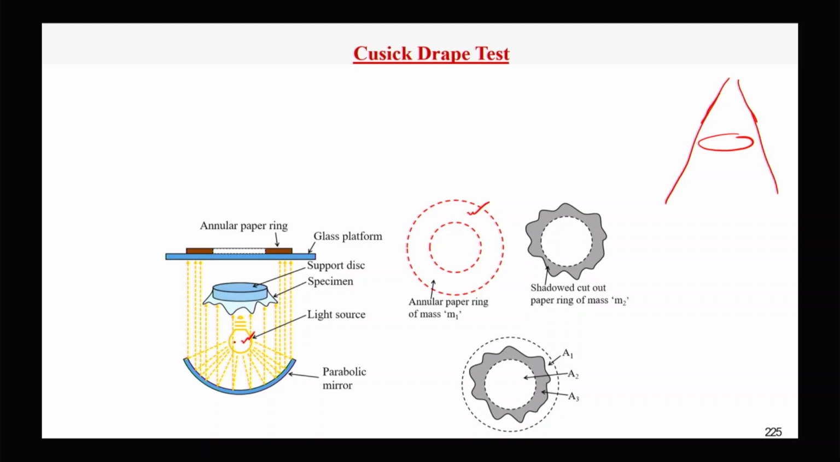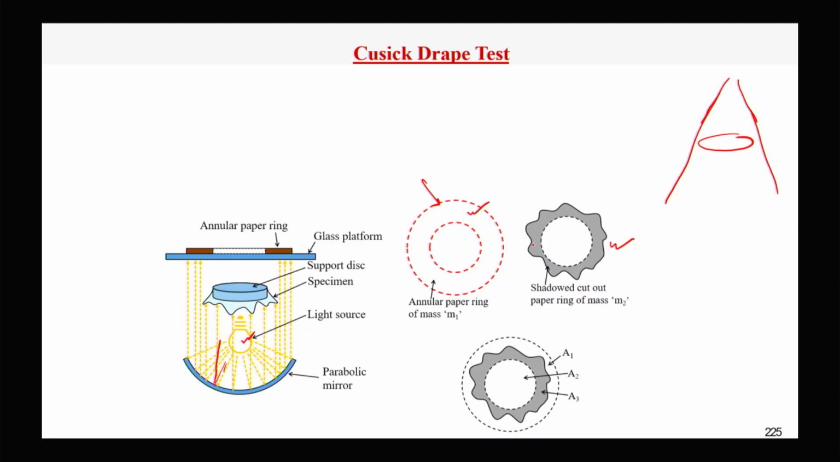Now when the light is falling on the parabolic mirror, it is getting reflected and a parallel beam of light is falling on the fabric specimen, and a shadow is created in this fashion. This annular paper ring is available. The rings are supplied along with the instrument. The outer dimension of the ring is equal to the fabric dimension.